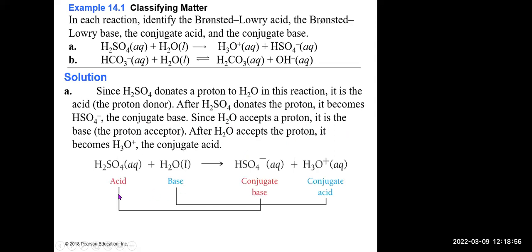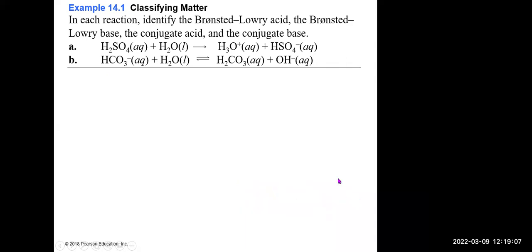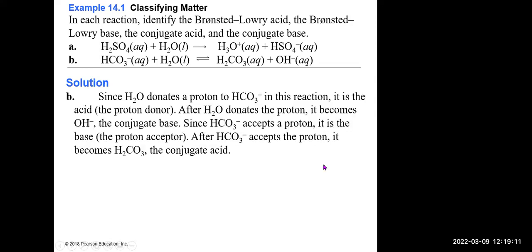So here we summarize. H2SO4 is the acid, it produces the conjugate base, and water is the base, it produces the conjugate acid. The second part of the question is we have HCO3 negative plus H2O producing H2CO3 and OH negative.